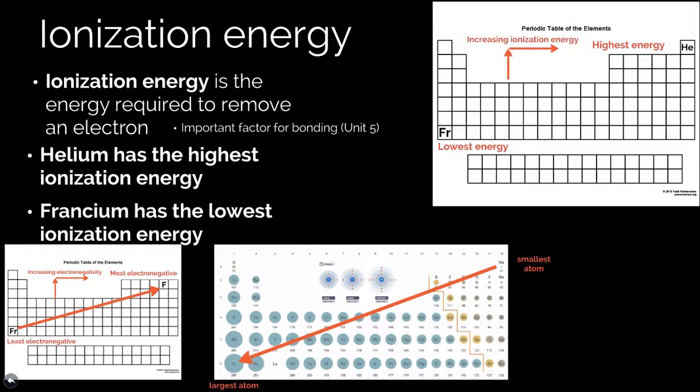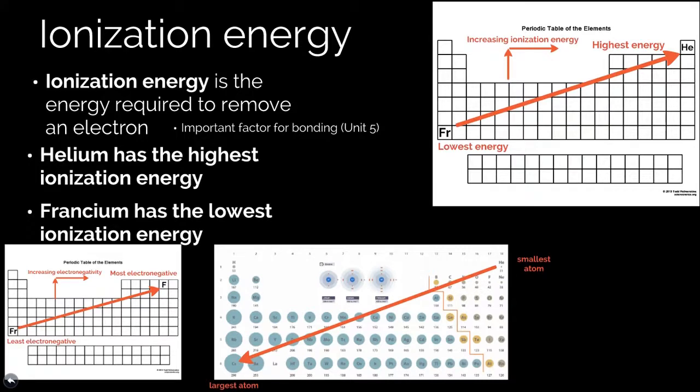So we can use a similar trend if you're comparing ionization energies of two different elements. The higher it is on the periodic table, the stronger its ionization energy will be, the higher the energy will be. And as it moves over to the right, the ones closest to the right side will need the highest energy to remove them. And so we can again draw our arrow going from francium all the way to helium.